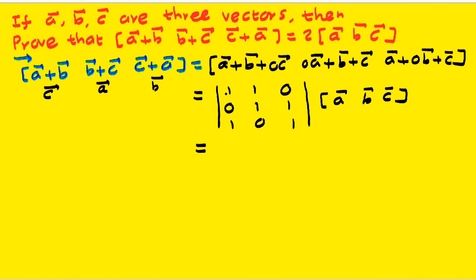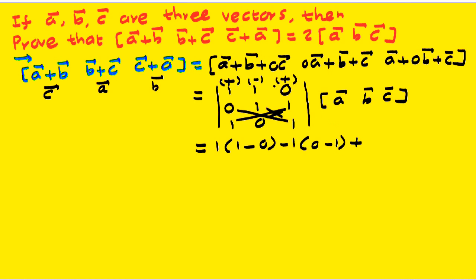Before taking the determinant, let us decide the signs. This is plus, minus, plus. Expanding along R1, we get 1 into, delete the related row and column, the remaining 1 into 1, 1 minus 0 into 1, 0. Minus of 1 into, delete the related row and column and look, 0 into 1, 0 minus 1 into 1, 1, plus the third element 0.